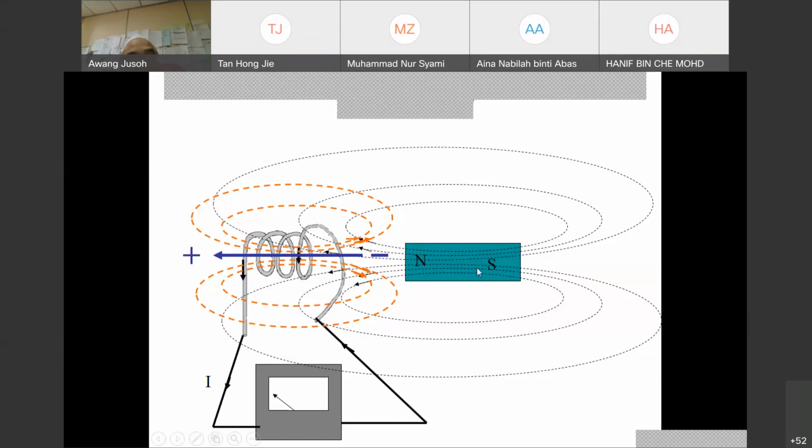So when you move toward this with the north pole there, you can see the flux lines from the main flux. And then you can see this meter. You can see the direction of current. It moves anti-clockwise. The current will flow like that.